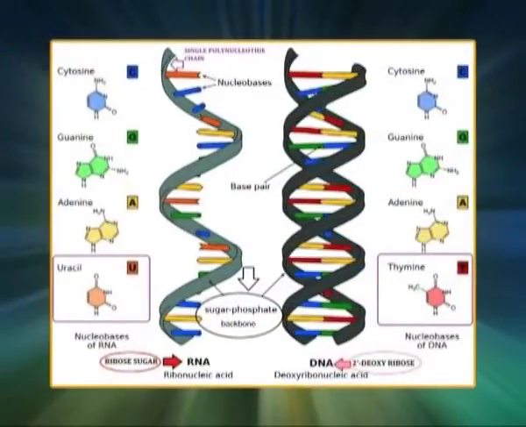Second is, RNA contains uracil in place of thymine in DNA. Uracil has the same single ring structure as thymine except that it lacks the 5' methyl group. Third is RNA is usually found as a single polynucleotide chain.